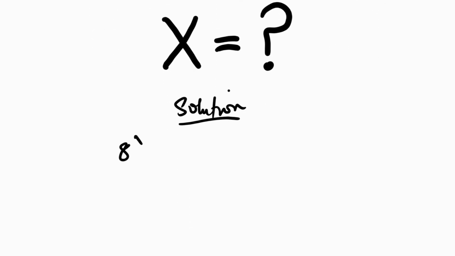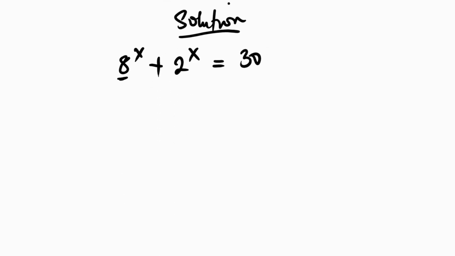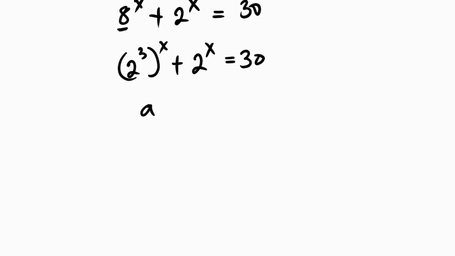So we have 8 raised to the power x plus 2 raised to the power x is equal to 30. So let us find the value of x. We can rewrite 8 to become 2 raised to the power 3, all raised to the power x, plus 2 raised to the power x equals 30.